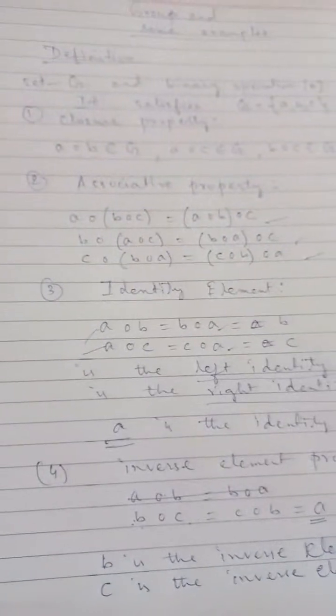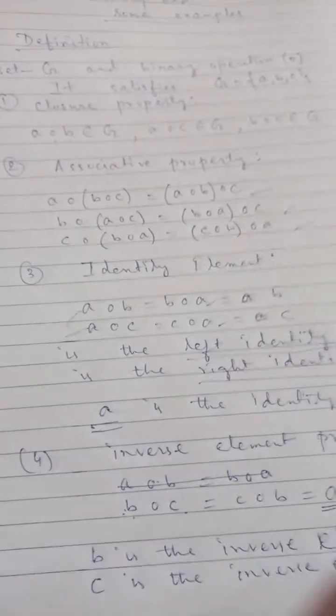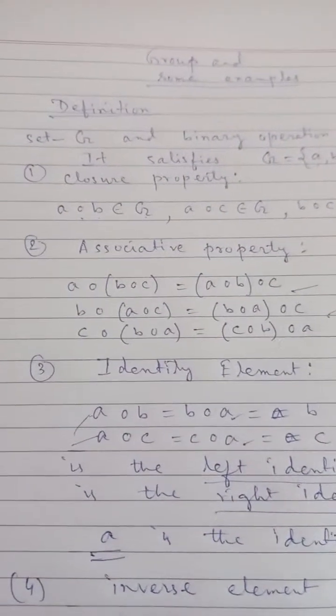So if this fourth property is satisfied, then we will say that the set G forms a group G under the binary operation omicron. So this set G with respect to this binary operation omicron is called a group.